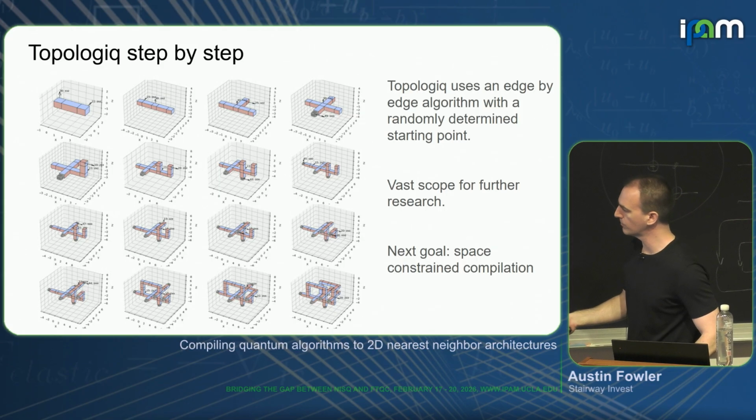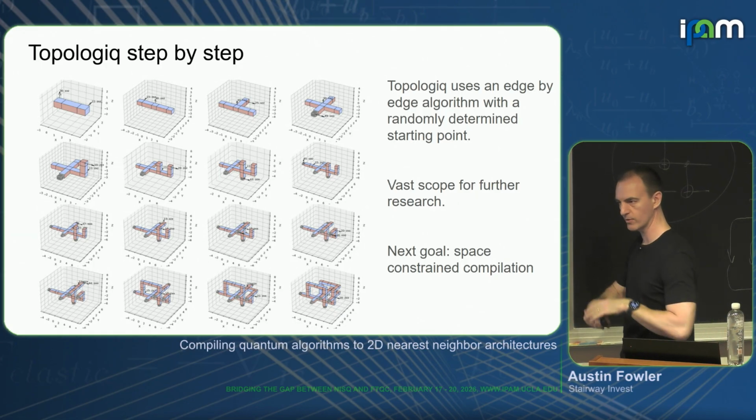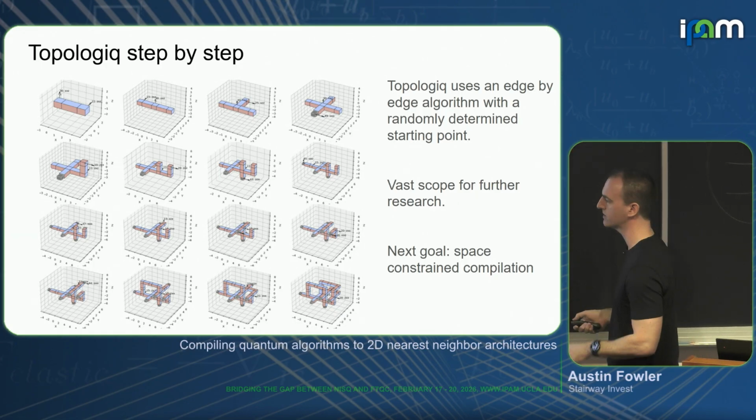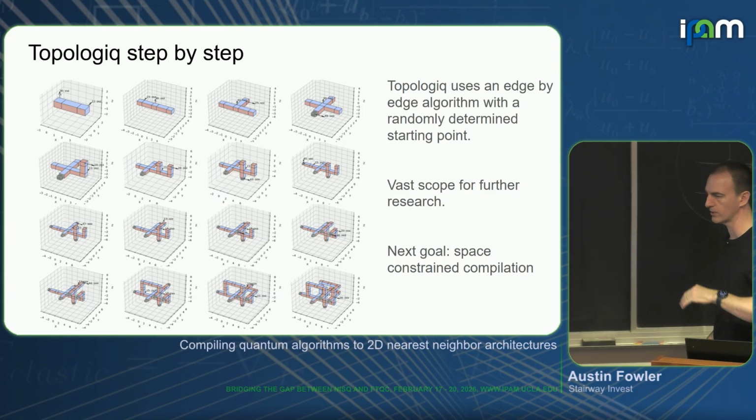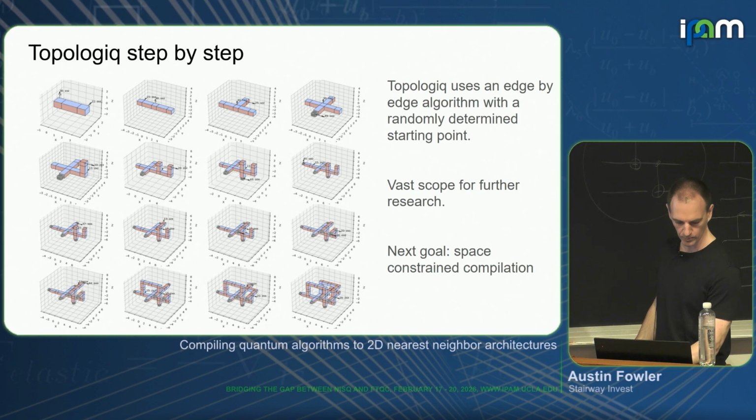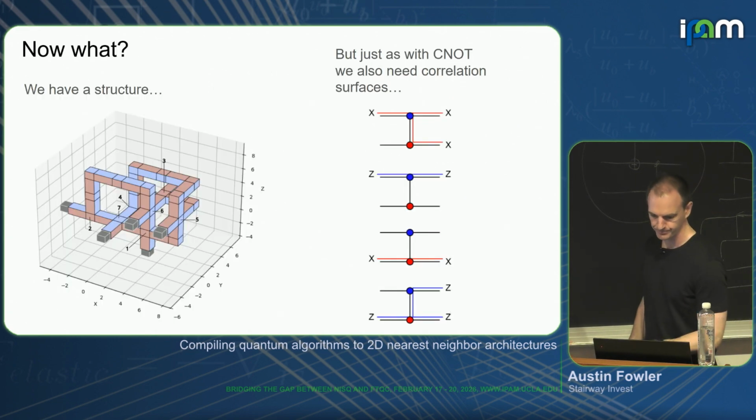Another thing we need to do is, at the moment, it's space unconstrained. So it'll lay out the graph and take as much space as it wants. Our next immediate goal, which we'll work on over the next few months, is space-constrained compilation, which we're optimistic will be good in so very many ways for making everything better.